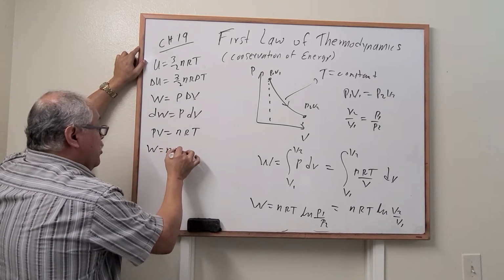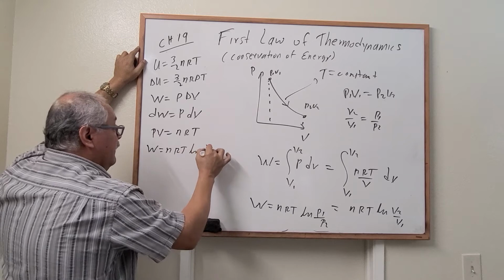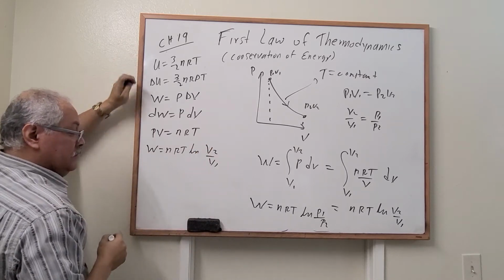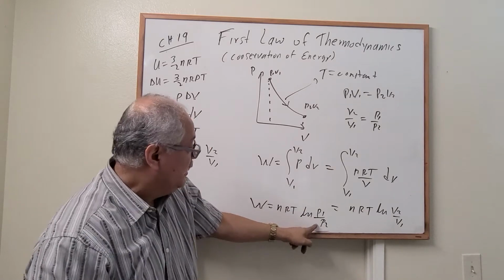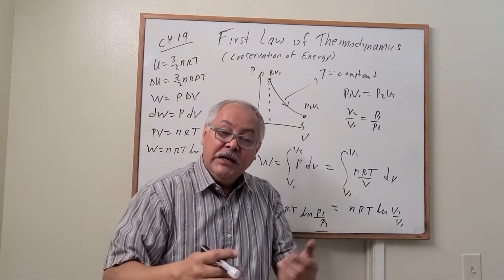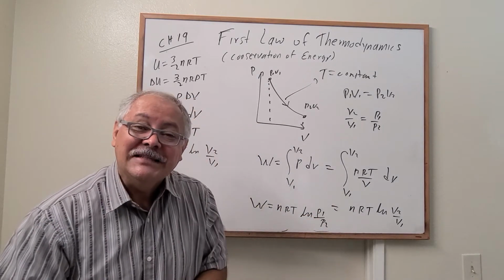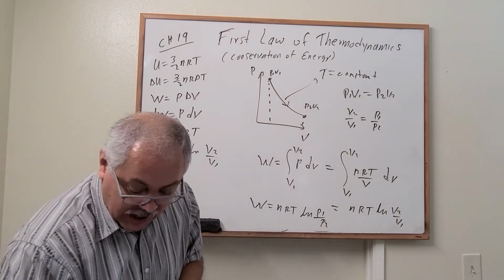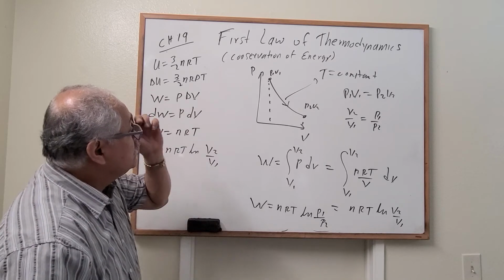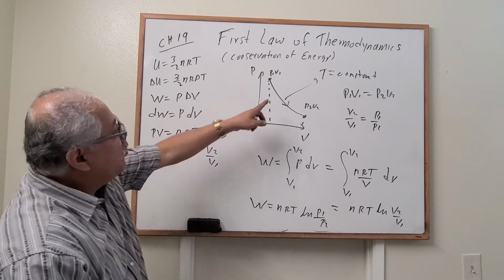So now the nRT ln, correct, V2 over V1. Or we can use pressure. Remember, it's going to be absolute pressure, right? Absolute temperature, and so on, because we're dealing with ideal gases. Okay, great. Now, taking this into account, let's go back to this one.